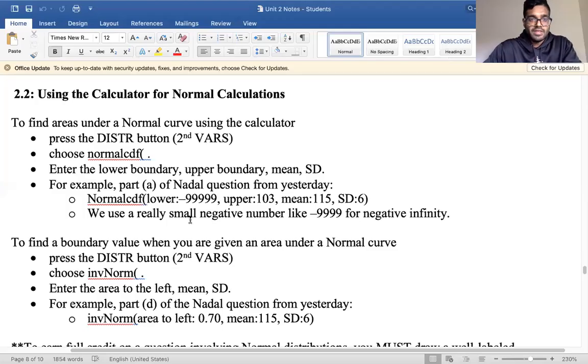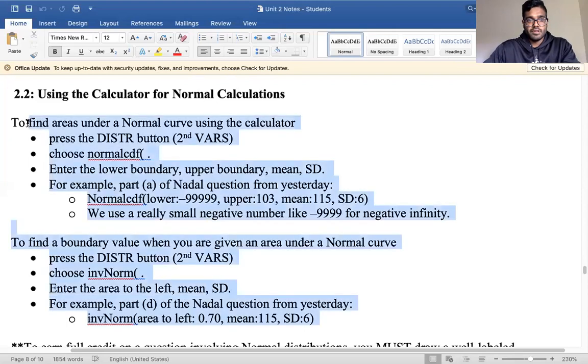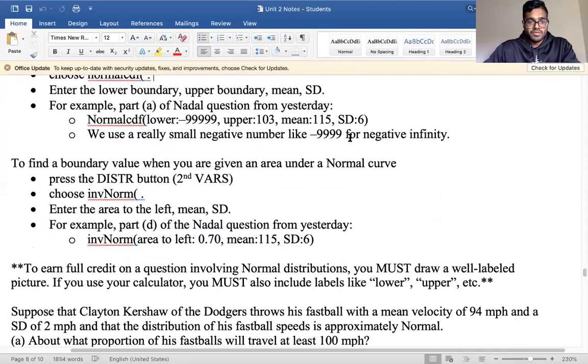All right, guys, this is going to be the last video for Unit 2. We're looking at how to do these normal calculations with the calculator. I've typed up here at the top all the directions for a TI-83, 84. And then I'm going to go through some of the TI-Nspire. I'm not going to go through all these problems, because once you get used to the calculator, it's pretty straightforward. So let's take a look at a couple of these questions here.